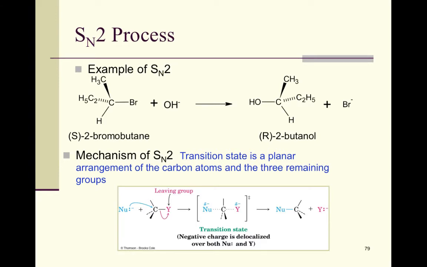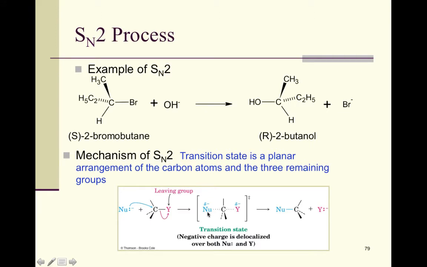Mechanism of SN2: the transition state is a planar arrangement of the carbon atom and the three remaining groups. When the nucleophile comes in 180 degrees here, this is the bimolecular piece we're talking about for SN2. This transition state is one that's going to be very important. In fact, I use this as my reference point to help make clear the difference between SN1 and SN2, and then we're also going to see the elimination, E1 and E2. This transition state is key.